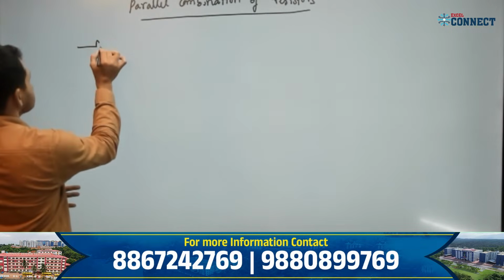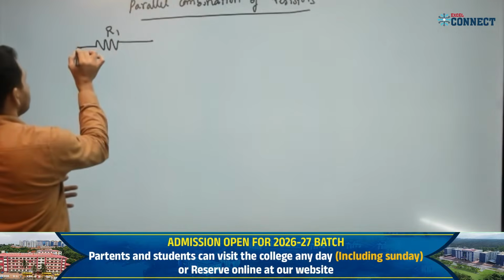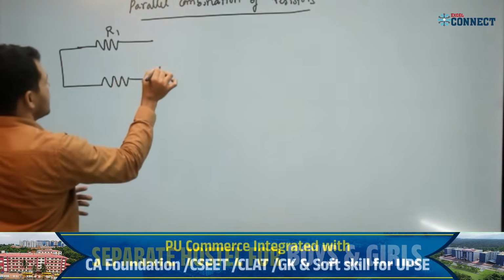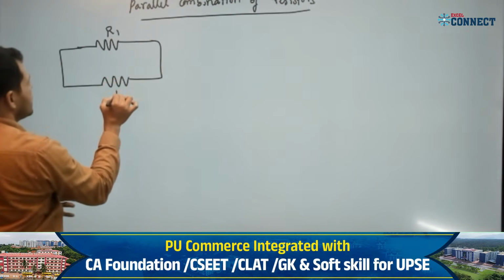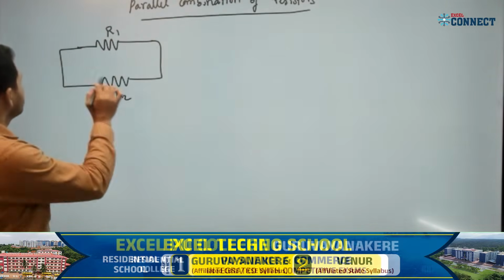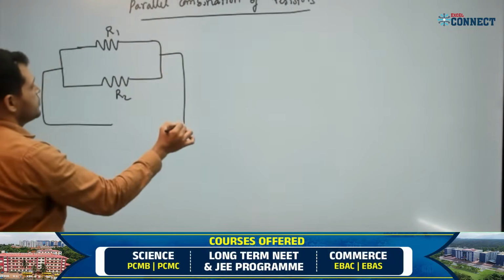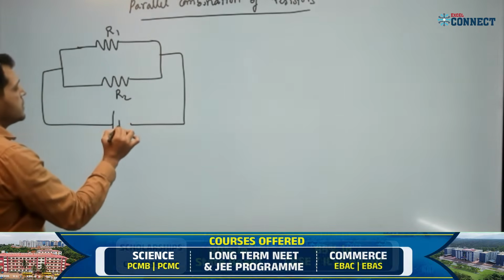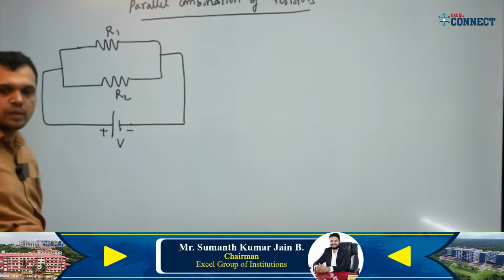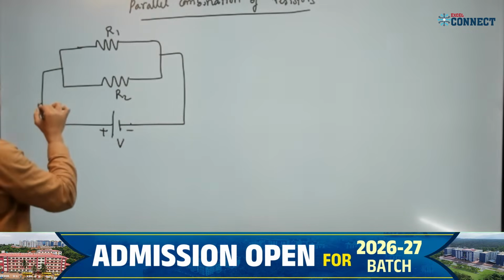That is, resistor R1 and another resistor R2. These two resistors are in parallel. They are connected between two common terminals with a battery. This is a battery of potential V. This is the positive and negative terminal of the battery. Current will flow from the positive to the negative direction.